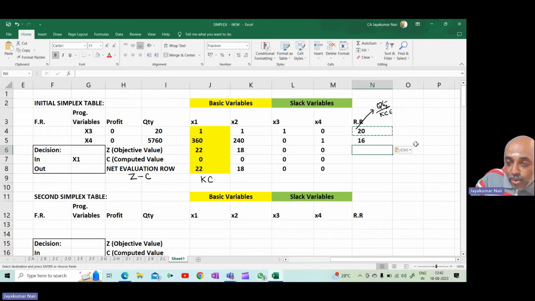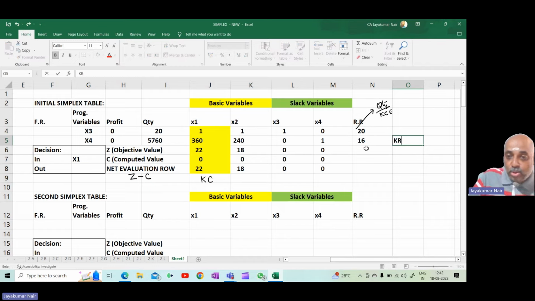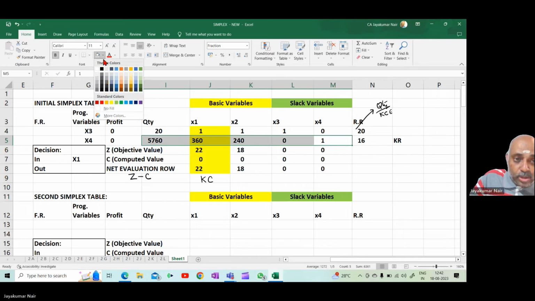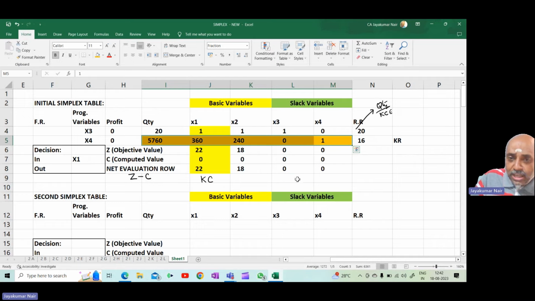Now in this, you have to see which is the lower value. You have to see the least non-negative number. In this case, the least non-negative number is 16. So this will be taken as the key row. This is the key row, and we will put this in one box. So we have to identify the key column and the key row.